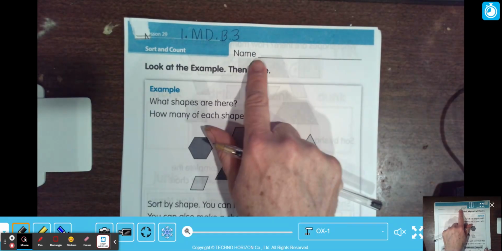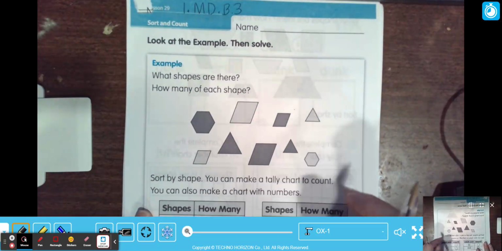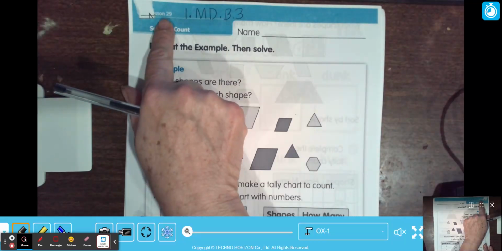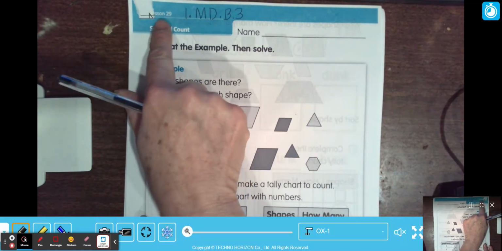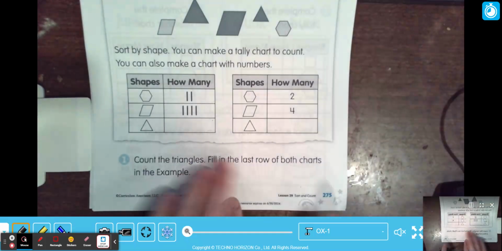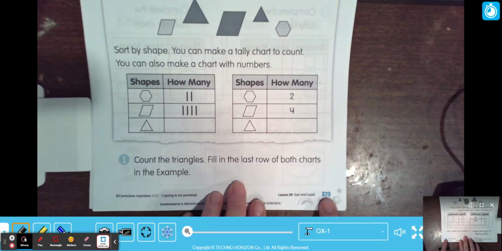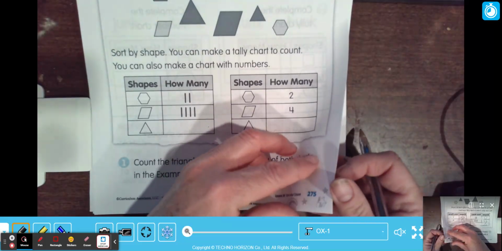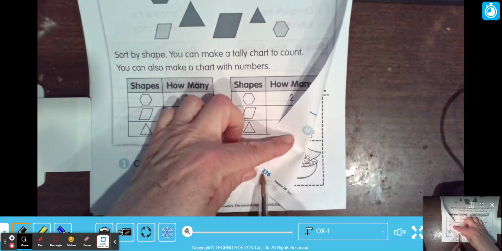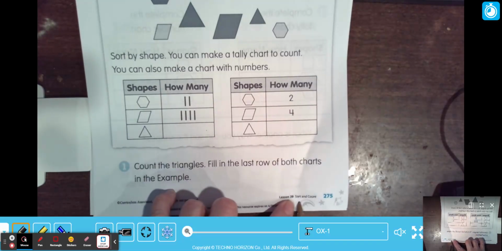Okay, I'd like you to please put your name at the top of this page. Oh, before we do that, let's talk about what page we're doing. We're doing lesson 29 from the iReady Math. Sort and Count is the name of the lesson. Lesson 29, and it's pages 275. What page is this, lovies? Yeah, 275. And then on the other side, the back side, it's page 276. So the lesson is 29, sort and count.